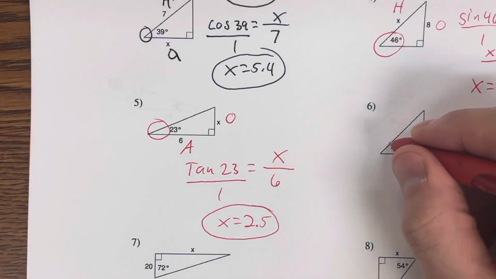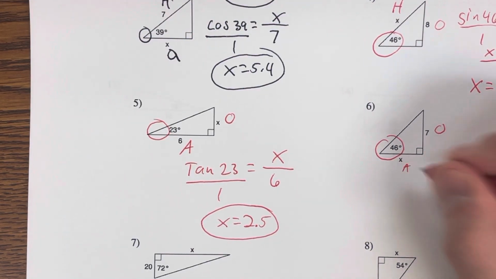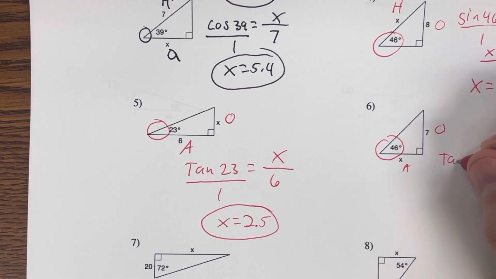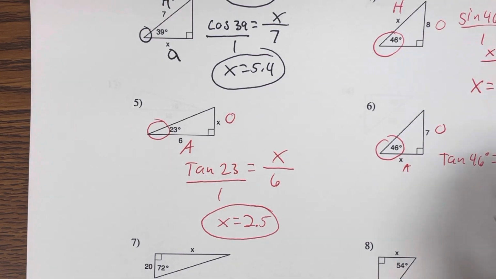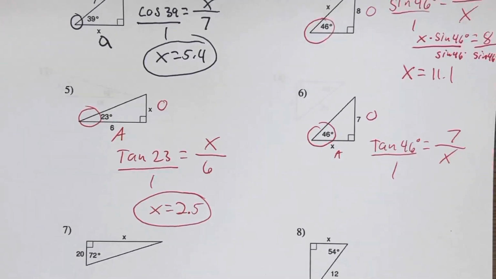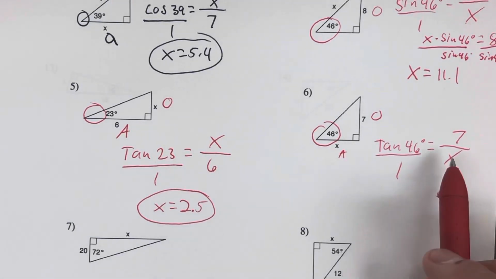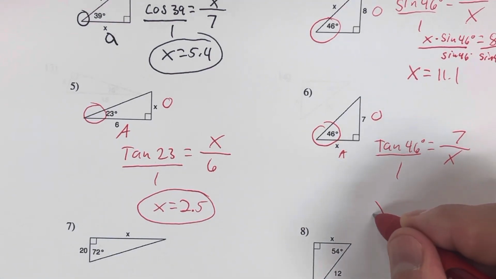Reference angle's 46. Opposite, adjacent, tangent of 46 equals 7 over adjacent x. Put it over 1 and you'll cross multiply. Like I said, if you need help on the cross multiplying piece at this point, go back, watch some previous examples, all right? So we're gonna have to divide. 7 divided by tangent 46, and we get 6.8.